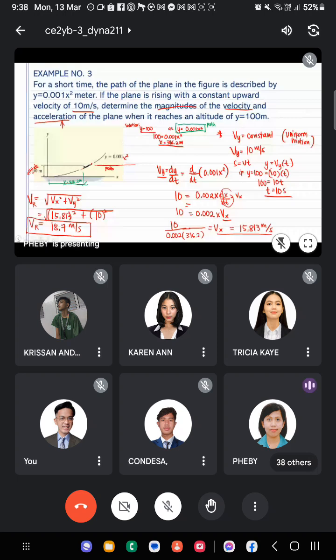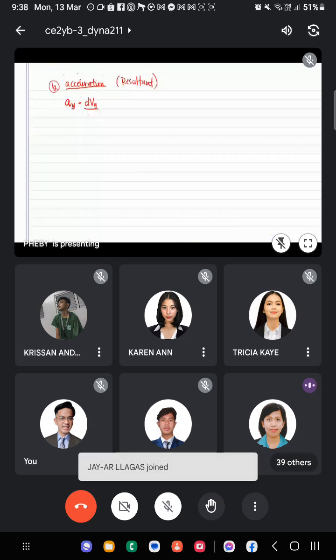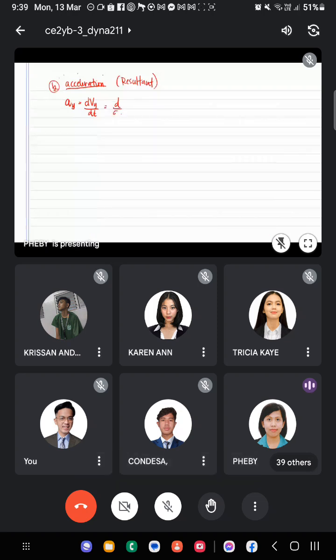So, acceleration naman tayo. So, acceleration at y or yung ating acceleration normal, this is the derivative of our velocity y with respect to time. Or d dt with respect to 0.002 x dx. So, kung natandaan nyo kanina, yung ating dy is equal to 0.002 x dx.